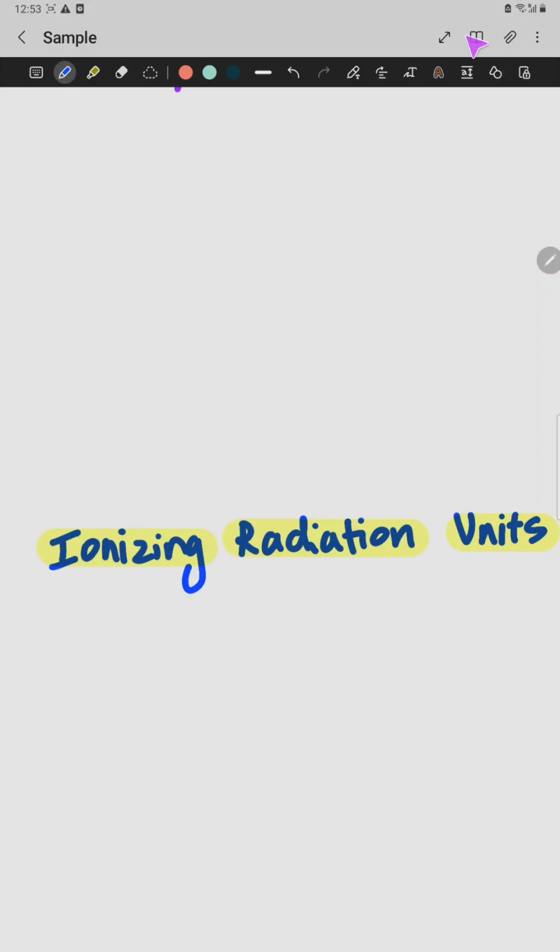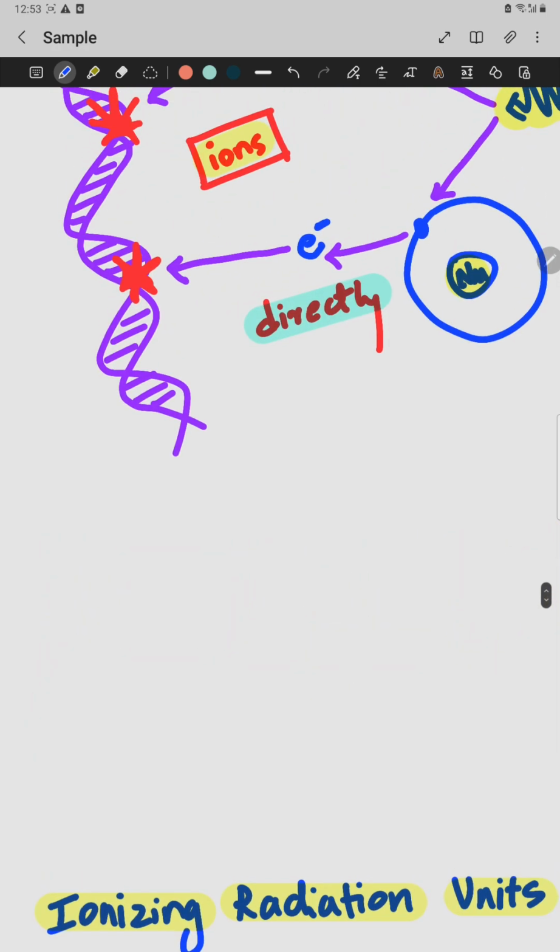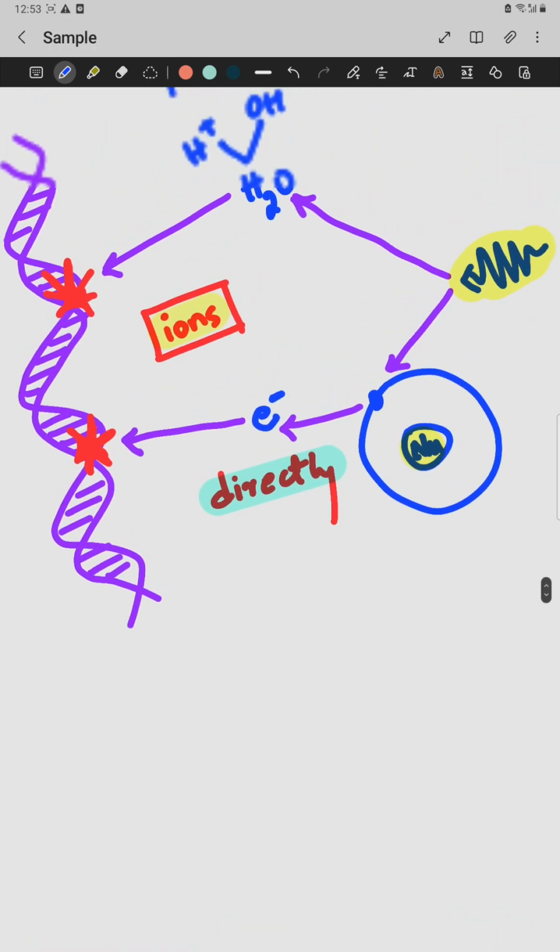Today I'll be talking about ionizing radiation units. So we know that activity, exposure, absorbed dose, equivalent and effective dose and their units, and it's a little bit confusing. So just to know a little bit in concept-wise. So before that, what exactly is ionizing radiation?